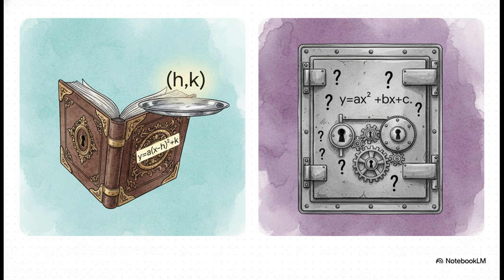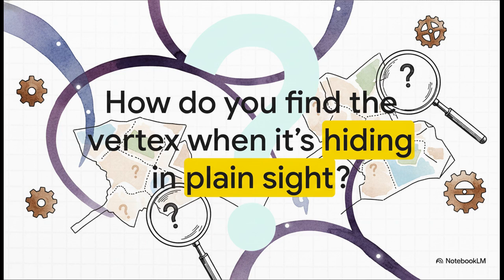Okay, so let's just dive right in. On one hand, you've got vertex form. I mean, it's pretty much an open book, right? It literally just hands you the vertex on a silver platter. But then you have standard form. This is the one you see all the time, and it's a total mystery. The vertex is definitely in there somewhere, but it's completely hidden from sight. So the big question is, how do we find that single most important point of the parabola when it's hiding in plain sight? How do we pick the lock? Well, that's exactly what we're going to solve together, and I promise it's way easier than you think.